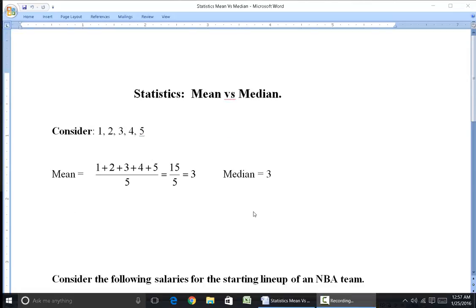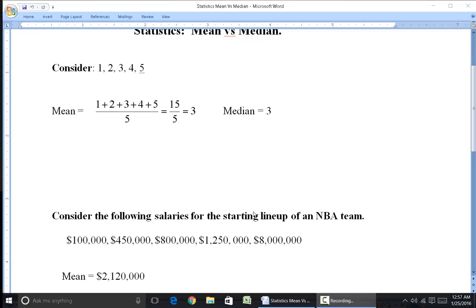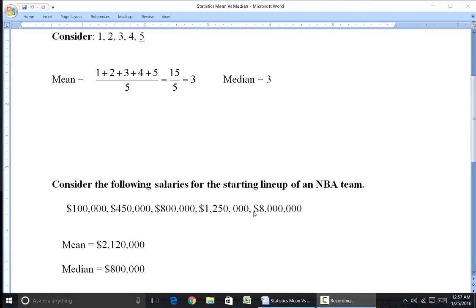Let's look at an example of what I'm talking about. Let's suppose we consider the following. We have the salaries for the starting lineup of an NBA team, and I just made these up. So let's say these are the starting 5, and one player makes 100,000 a year, one 450,000, the other 800,000, and then the next one 1,250,000, and then the superstar of the team makes 8 million. Well, if we add these up on a calculator and divide by the total number of salaries here, which is 5, you're going to get a mean of 2,120,000.